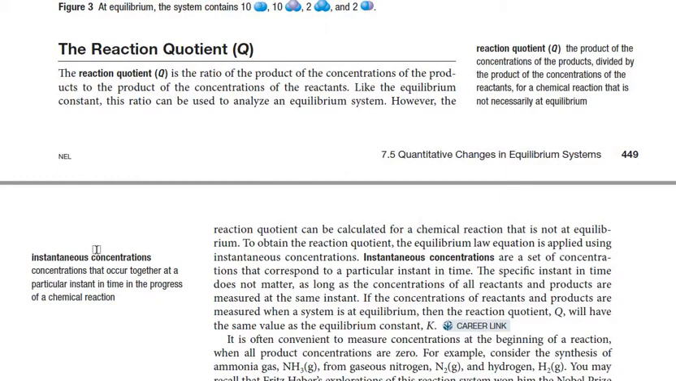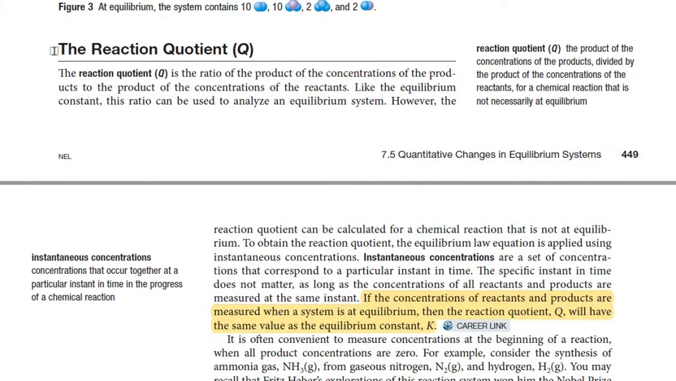Instantaneous concentrations are a set of concentrations that correspond to a particular instant in time. The specific instant in time doesn't matter as long as the concentrations of all reactants and products are measured at the same time. If the concentrations of reactants and products are measured when a system is at equilibrium, then Q will be equal to K. So then the reaction quotient Q will have the same value as the equilibrium constant K.